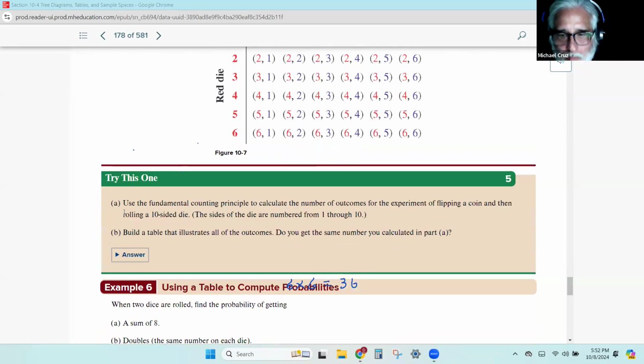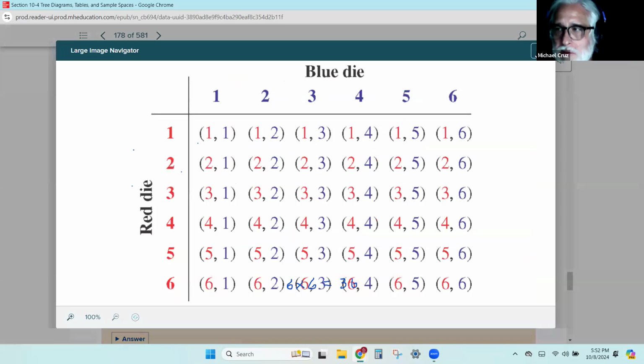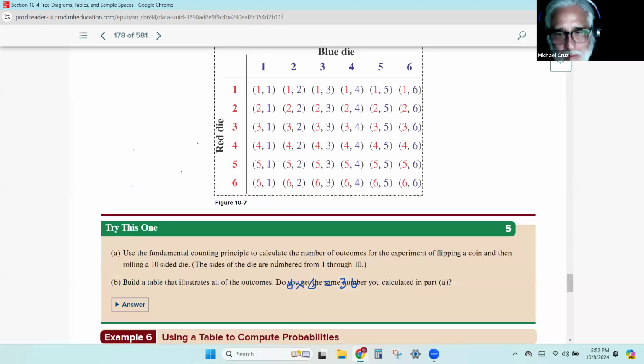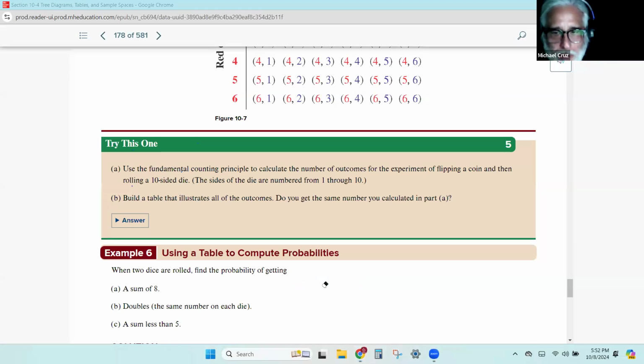All right. So let's use this and see if we can answer a couple of questions. All right, here we go. So this right here is talking about the 2 dice up there. I'll bring it back up as we hit it. When 2 dice are rolled, find the probability of getting a sum of 8. Well, let's bring this up.